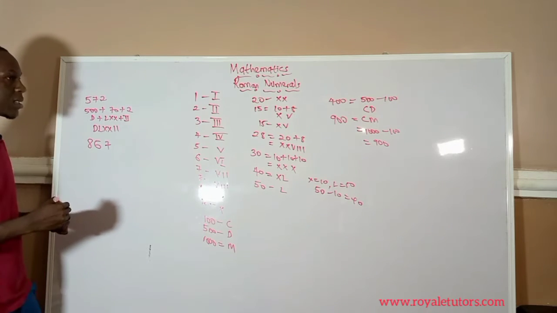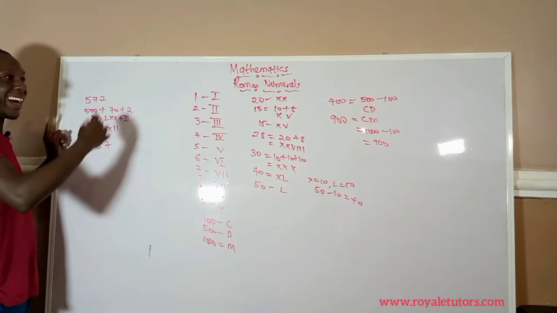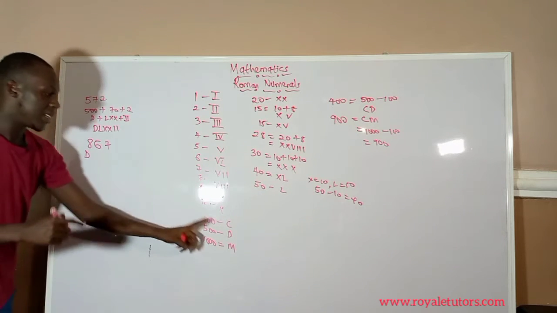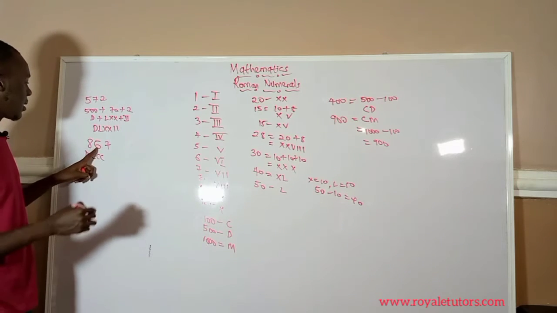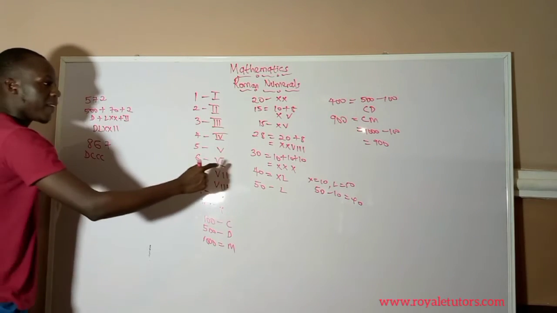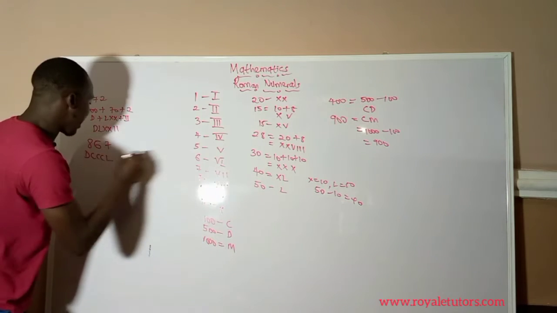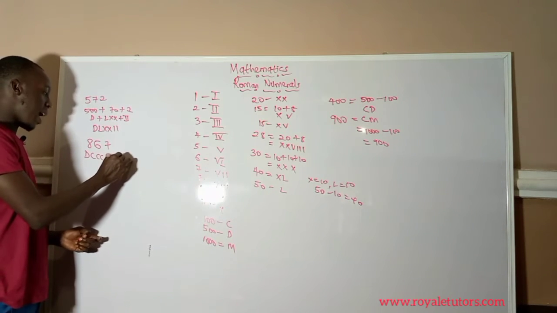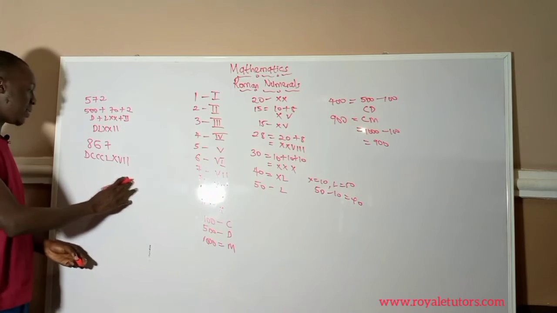Moving on, what is 867? Now what is 800? 800 is 500 and 300. So 500 is D, 300 is 3 C's, so that's CCC. 67 is 60 and 7. 60 is 50 plus 10, and 50 is L, 10 is X. Then 7 is VII. So you have 867 as DCCCLXVII.